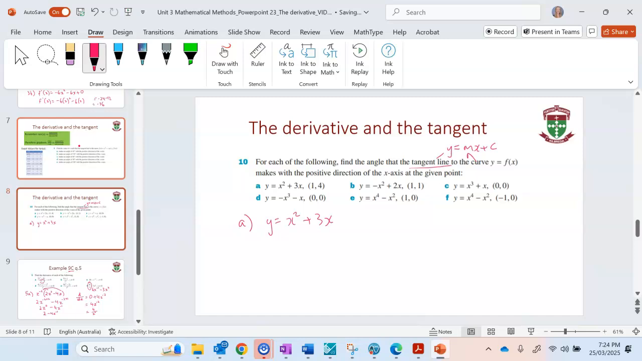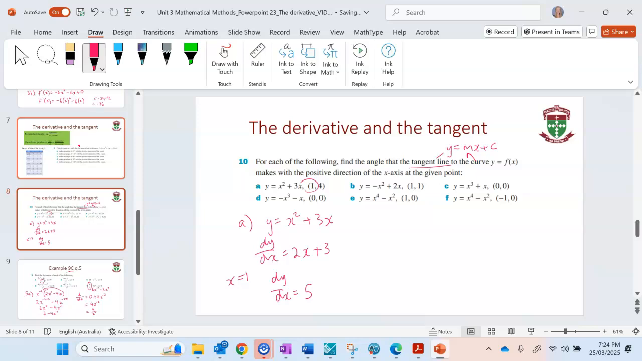So I can get my gradient from the gradient function. dy/dx is equal to 2x plus 3. We're doing the tangent at the point x equals 1, so I just need to substitute in x equals 1. So dy/dx is going to equal 5. So that's the gradient of the tangent line.